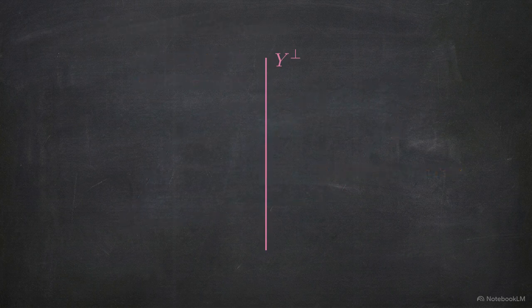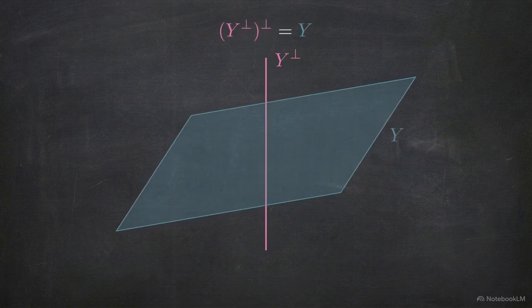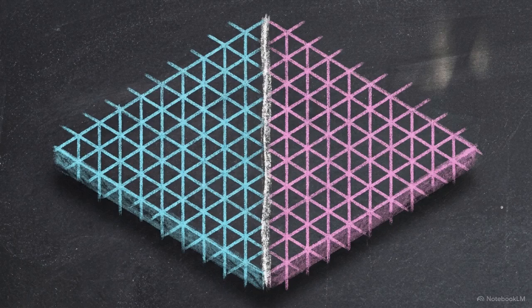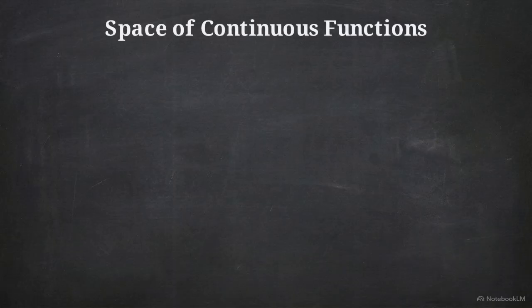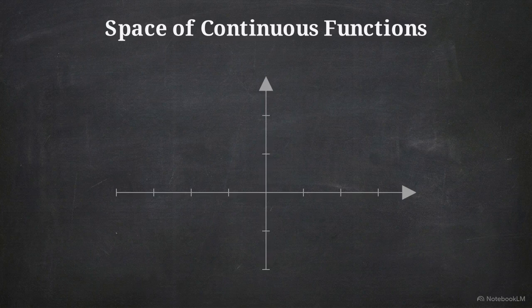Let's think about the geometry. If you take the orthogonal complement of the magenta line itself, what do you get? You get everything perpendicular to the line. You reconstruct the original cyan plane y. The projection theorem guarantees that any Hilbert space can be perfectly fractured into a manageable subspace and its exact orthogonal complement. These rules apply even to abstract structures, like the space of continuous functions.